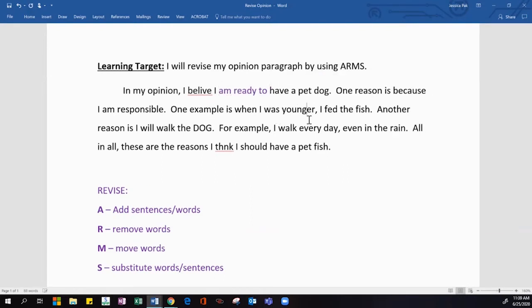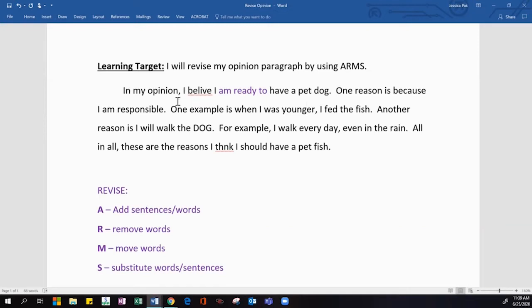Okay. I think that's a little better than I should have a dog. And here, I want to go ahead and prove to my parents I am ready. So here I am using the A of revising, just making my paragraph even stronger now. I'm ready to have a pet dog.